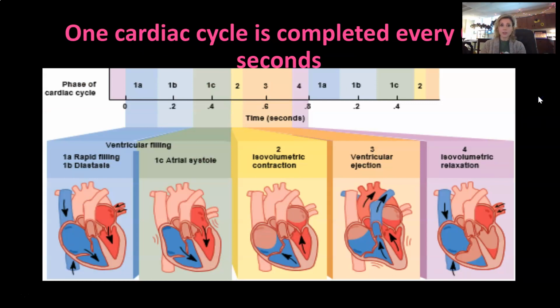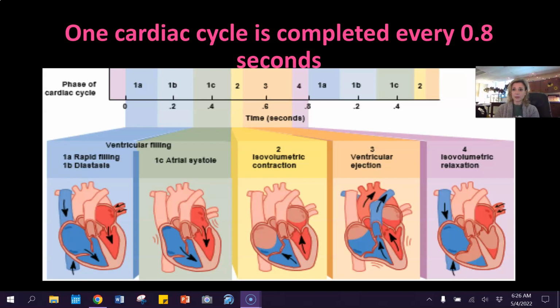So this is a picture of the cardiac cycle, and I just wanted to point out that one cardiac cycle is happening every 0.8 of a second. So even though it's going to take me about 15 or 20 minutes to go through this, this is happening in less than a second. You can see that we have 4 different phases of the cardiac cycle, but I do want to call your attention to the fact that the very first phase, ventricular filling, takes up 2 blocks. So it includes the blue block and the green block, and there are 3 different parts to that phase.